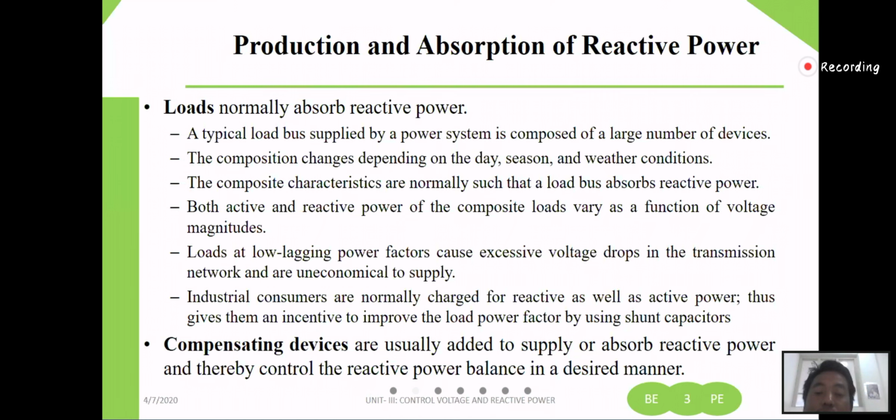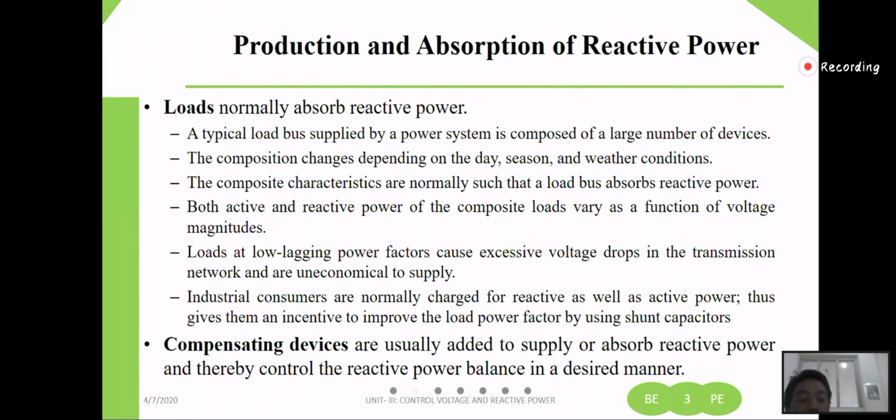We never know which type of load will be switched on at 11 to 12, and which will be put off at 11 to 12. In winter different types of load may be used, in summer different types, and in rainy or sunny weather also different types of load. So that's why we always call load dynamic, and this load normally absorbs reactive power.